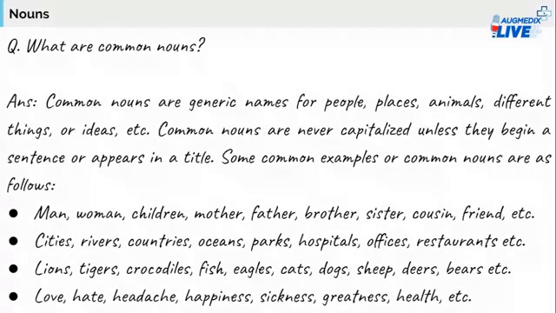You see, these are all common names for people. We are not taking any specific person's name. Therefore, the names we use to address people in a common manner are, of course, common nouns. Then we have cities, rivers, countries, oceans, parks, hospitals, offices, restaurants, etc. Lions, tigers, crocodiles, fish, eagles, cats, dogs, sheep, deer, bears, etc. Love, hate, headache, happiness, sickness, greatness, health, etc. These are all common nouns.